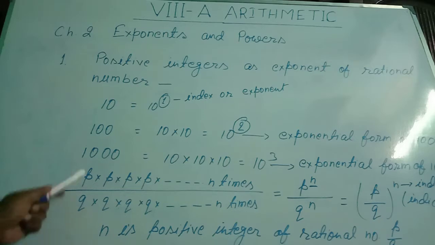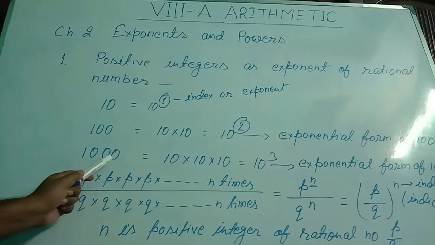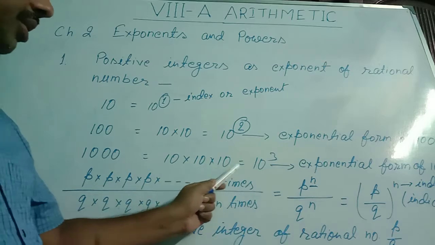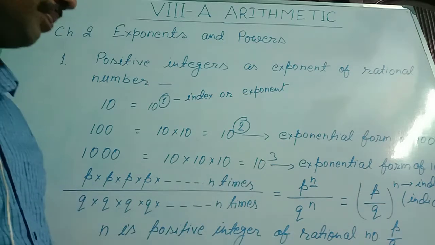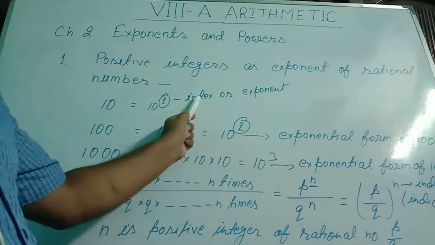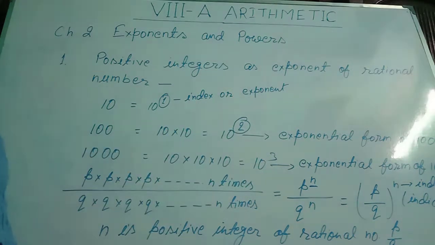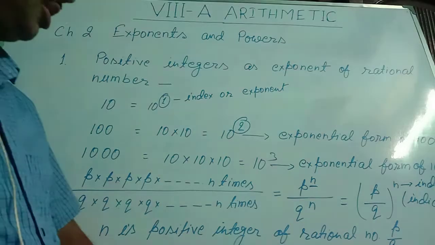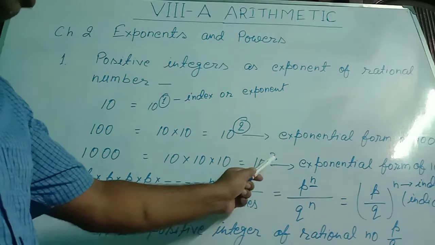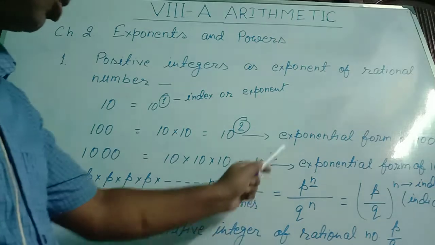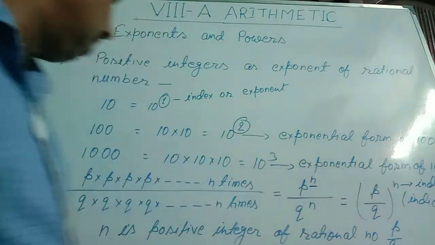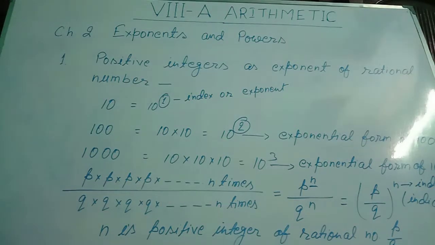One more example, 1000. For 1000 we can write 10 into 10 into 10 equal to 10 cube. This cube is index or exponent, as we read it, 10 to the power cube, and this whole 10 cube became the exponential form of 1000.